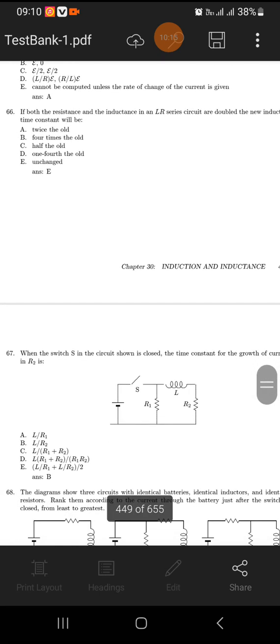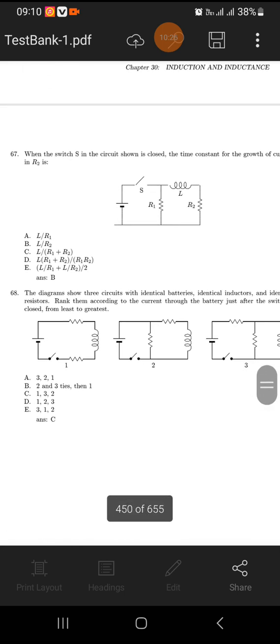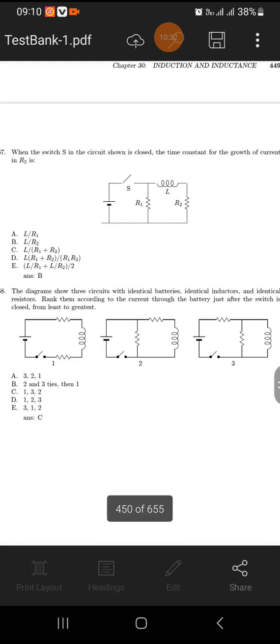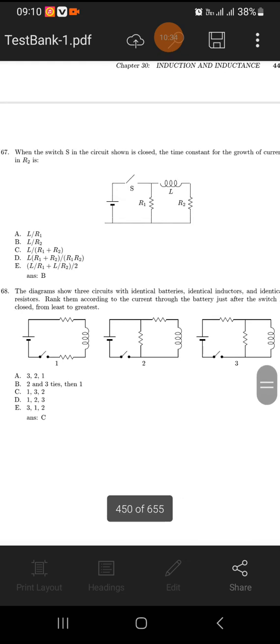If both the resistance and the inductance in an LR series circuit are doubled, the new inductive time constant will be E, unchanged. When the switch in the circuit shown is closed, the time constant for the growth of current in R2 is what? It is B. L over R2.